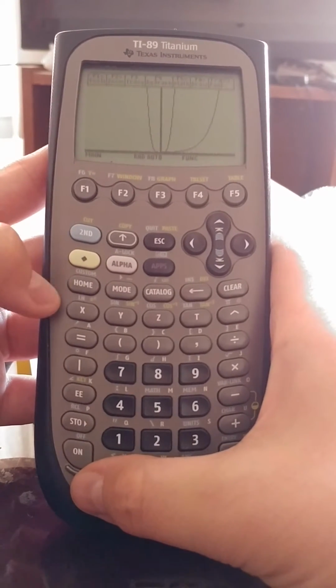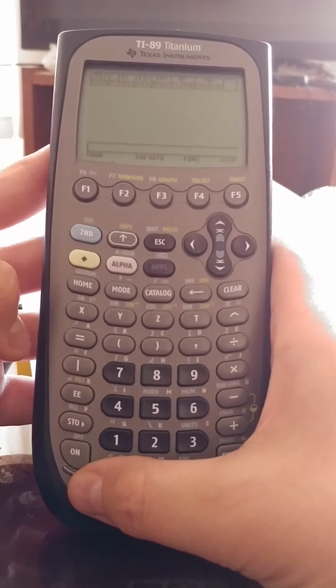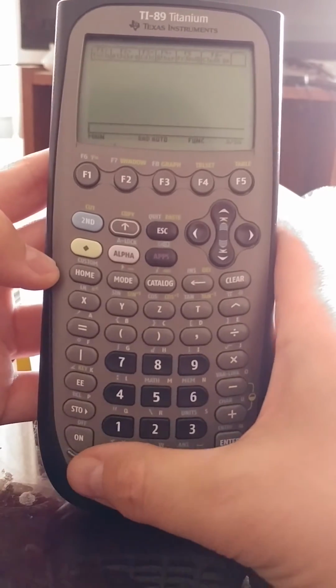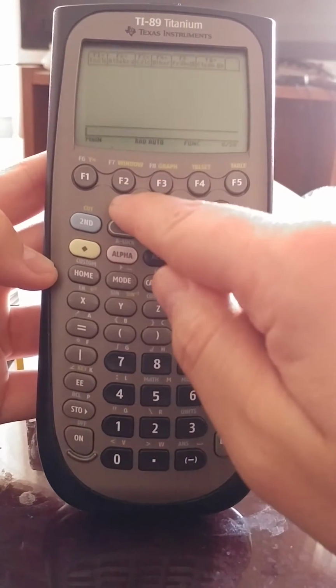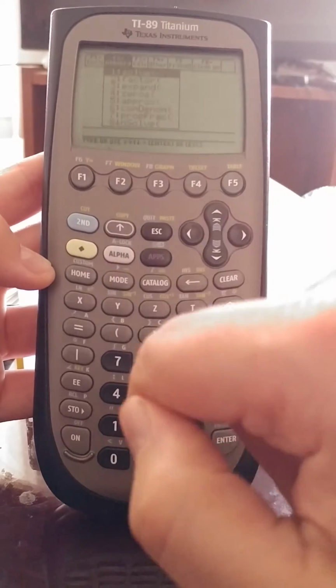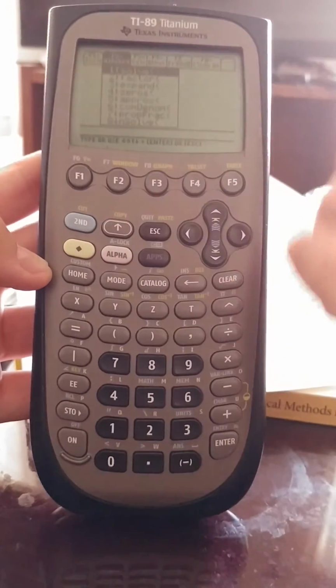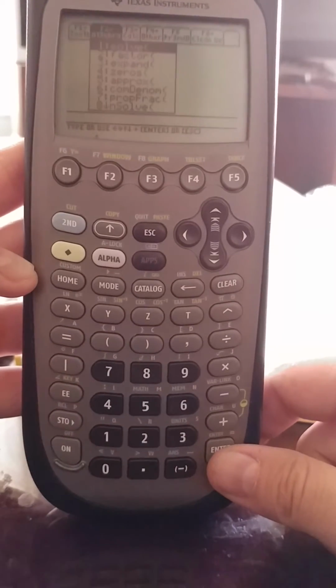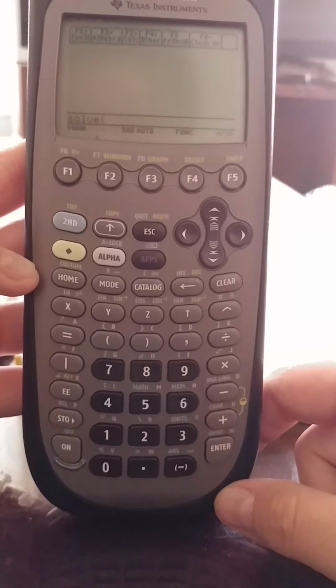So I'm going to show you another technique you can use to find intersections, which is very important, which is the solve function. So to get to solve, I go to home screen mode, press F2, it says algebra for some reason, and the first option there is solve, hit enter, solve.